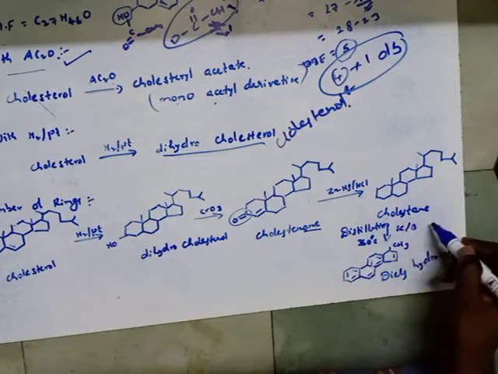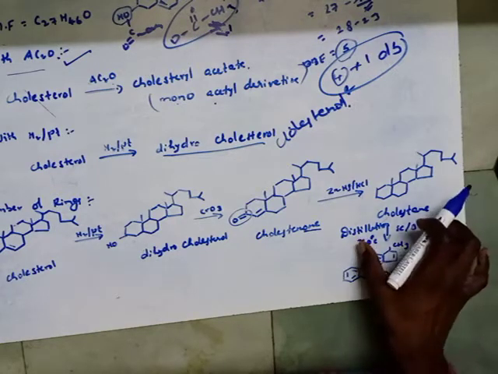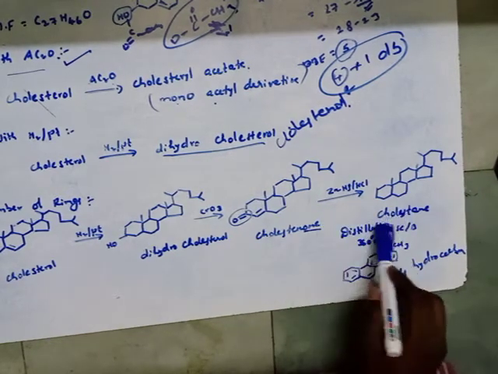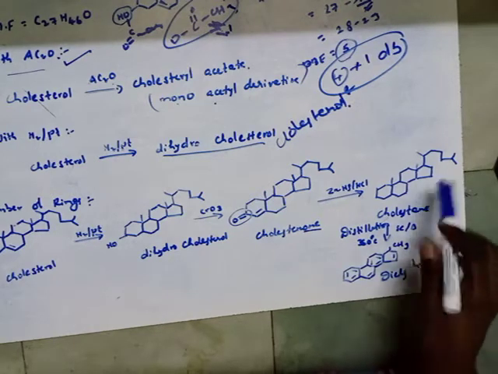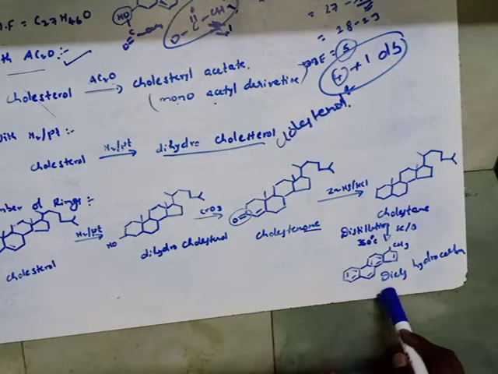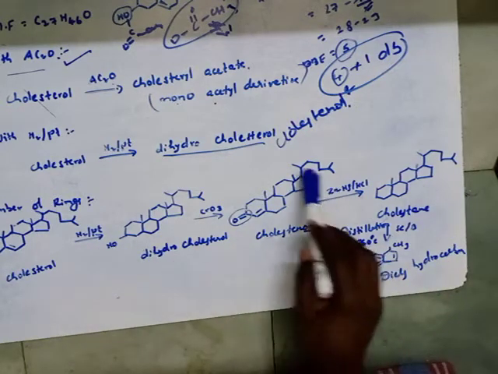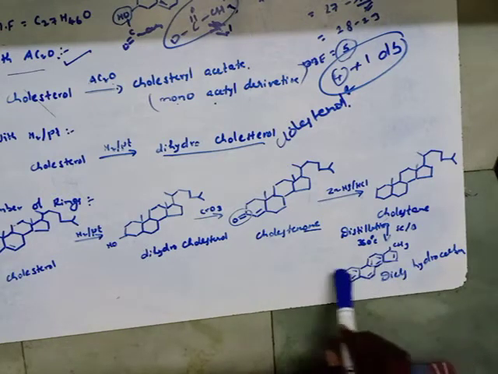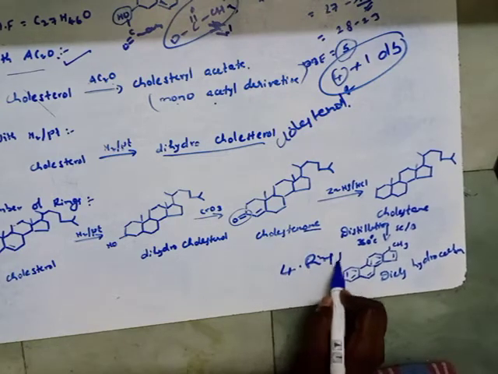This on distillation with selenium undergoes dehydrogenation to form Diels hydrocarbon. This reaction indicates that cholesterol contains 1, 2, 3, 4 rings. How many rings? There are 4 rings.